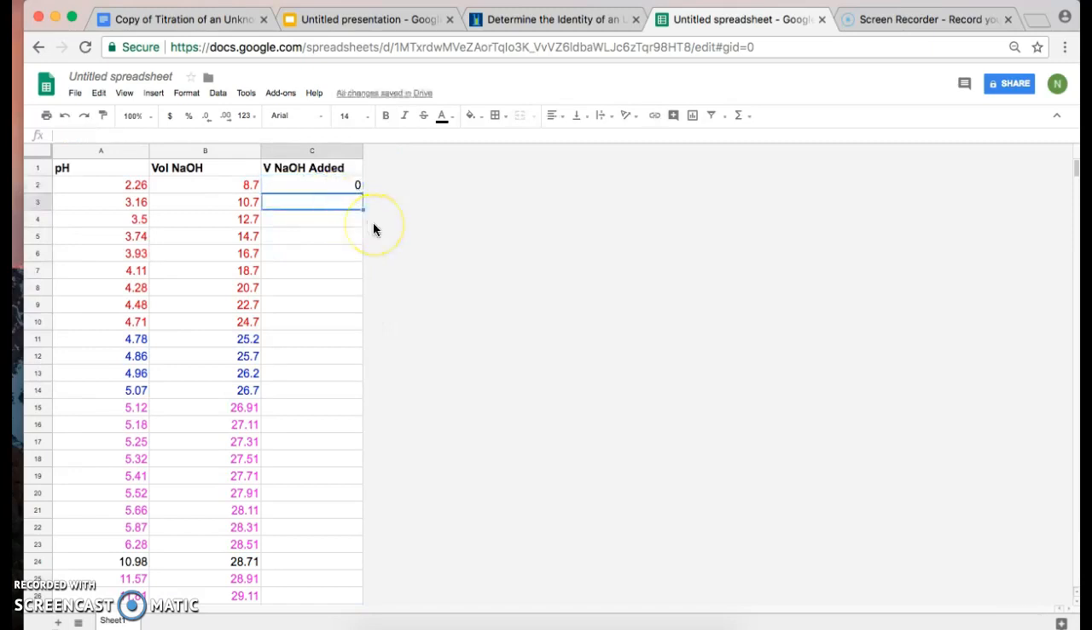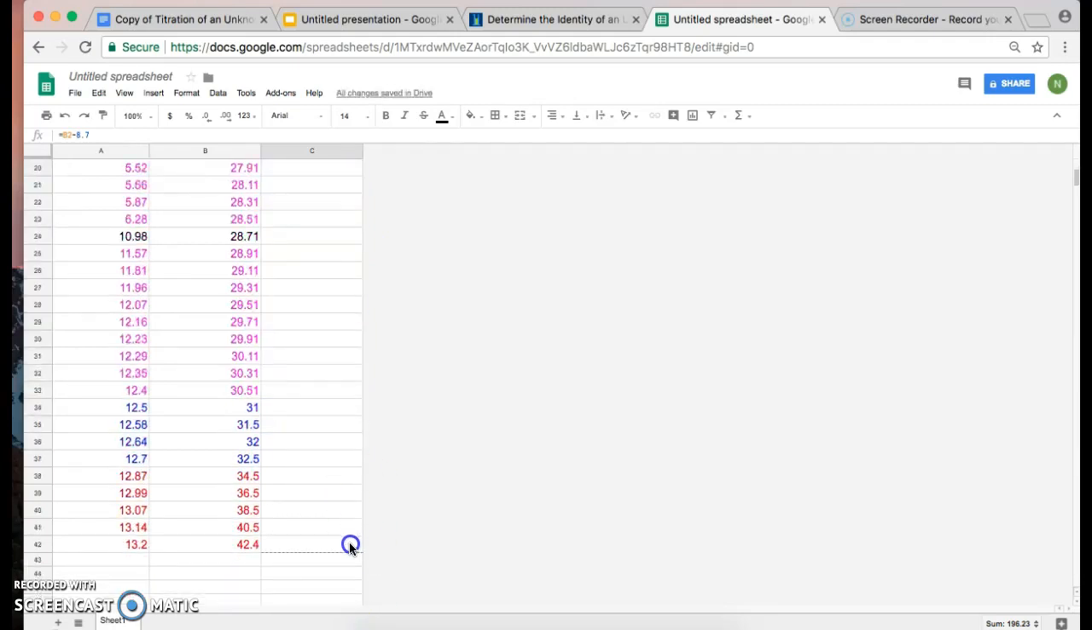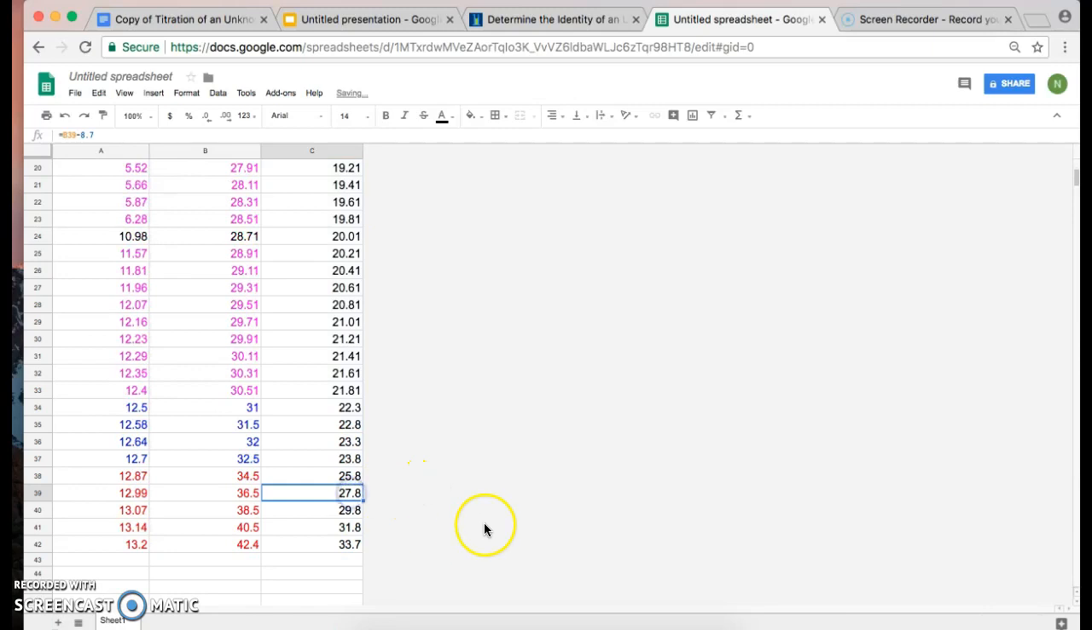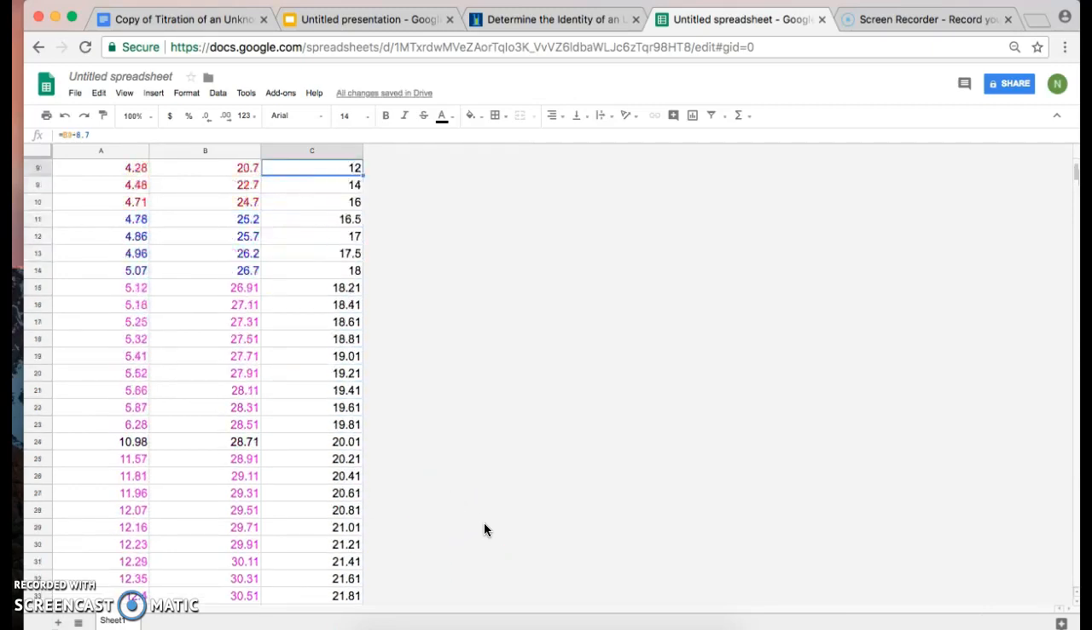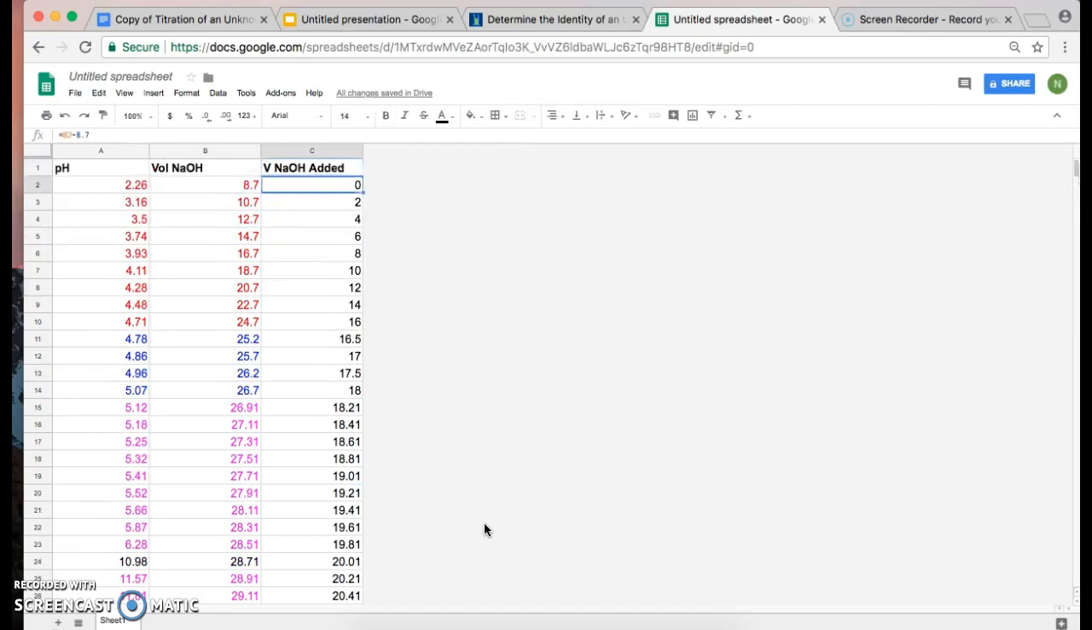Okay, so I want to do that for all of the rest, and instead of typing that in for each and every point, I'm just going to put my cursor in the bottom right hand corner. When I see the plus sign there, I'm going to scroll down. You may have to do this several times until you get to the bottom. Okay, and so now what I have is the volume of NaOH added. Notice again, my initial should always be 0 if it's the amount that I add.